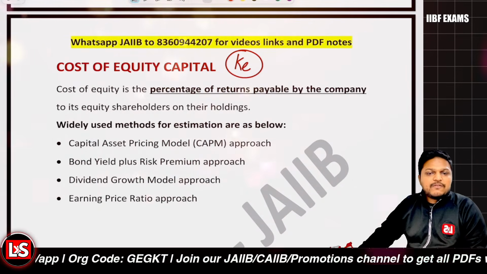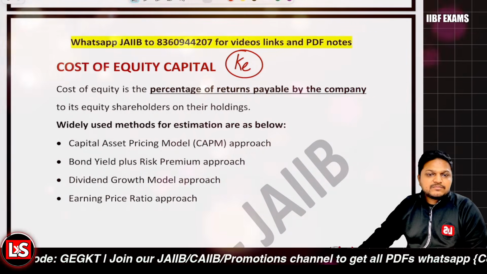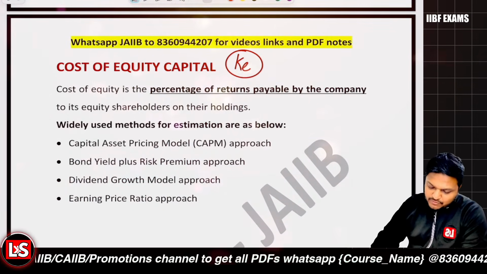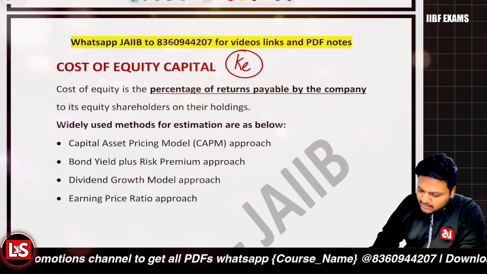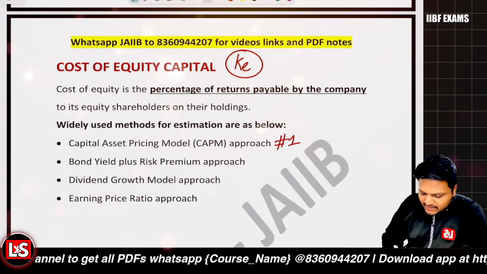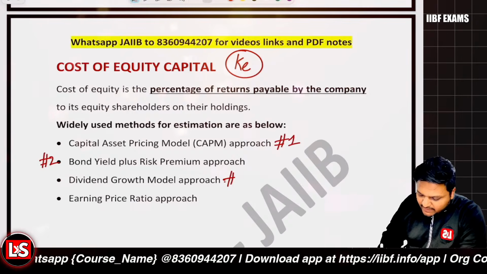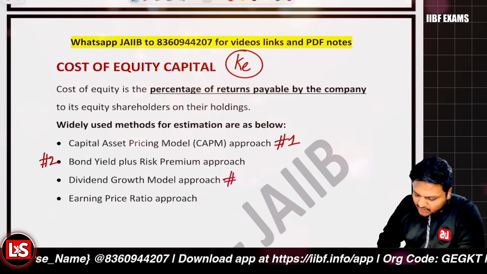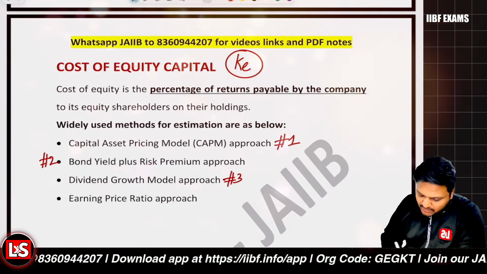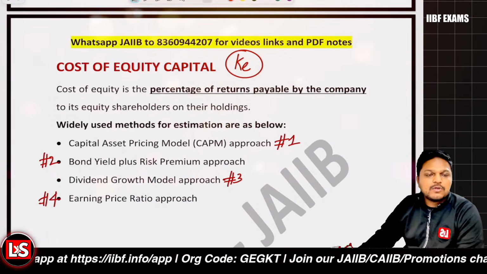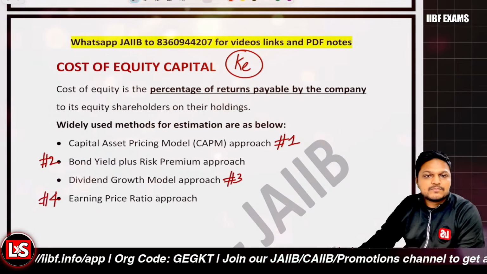And we have different approaches to estimate the cost of equity capital. These are the four different approaches we have. One, it is the CAPM approach. This is a very important topic, right? Second one, it is the bond yield plus risk premium approach. Third one, it is the dividend growth model approach. And the fourth one, it is the earning price ratio approach. These are the four approaches which are used.